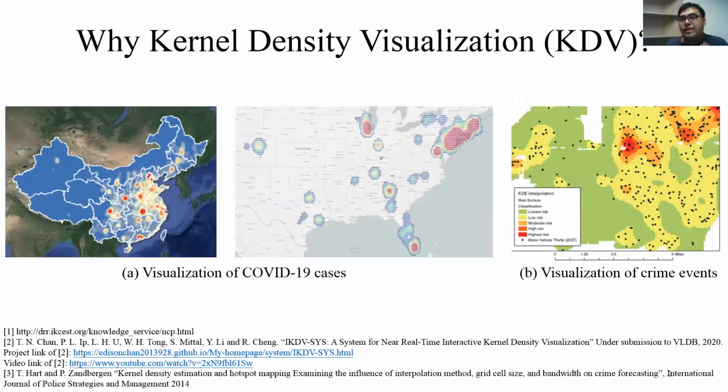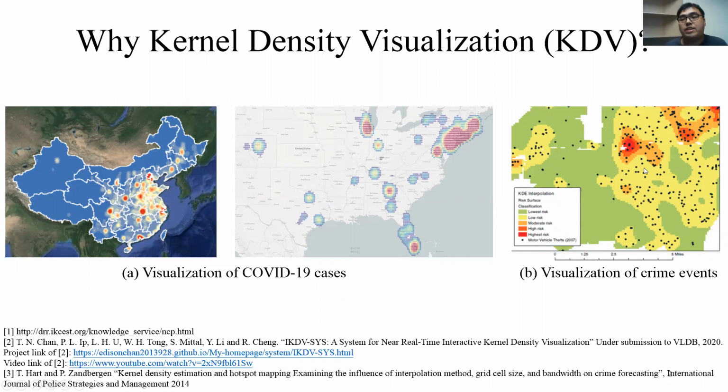First, why do we need to use kernel density visualization, KDV? Kernel density visualization has been used in many different types of applications. The first one is that we can utilize kernel density visualization to visualize the COVID-19 cases. And you can see that if the color is green or red here, this indicates that there are more confirmed cases in these regions.